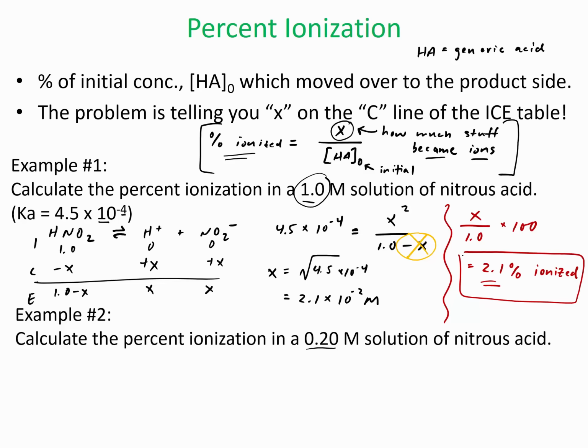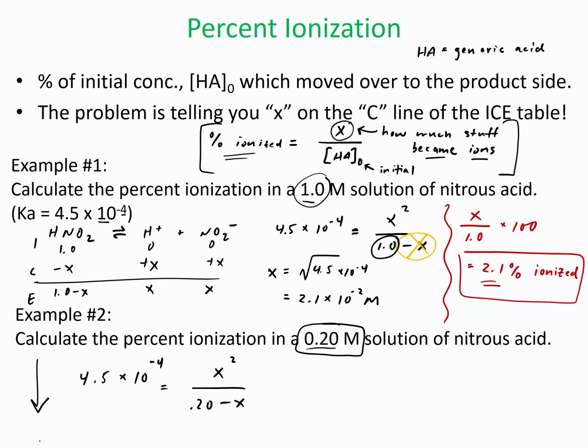So the assumption rule works. Okay, so let's try it when it gets a little more dilute. So I run it through the ICE table, and then I wind up with this. I'm just going to change this number right here because that's essentially what's happening. Ka equals x squared over 0.20. Now it's pretty risky to use the assumption rule, but I'm going to do it anyway.